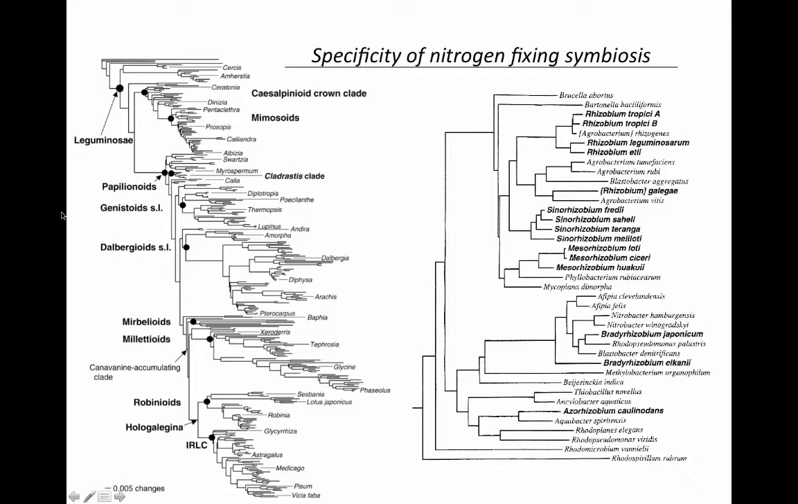So if we look at a phylogeny on the left of the plants and on the right of the rhizobia, we note that there are differences in specificity. So Glycine, that's soybean, associates with two distinct groups of rhizobia, Sinorhizobia and Bradyrhizobia. And these are distantly related groups of rhizobia based on this phylogeny on the right.